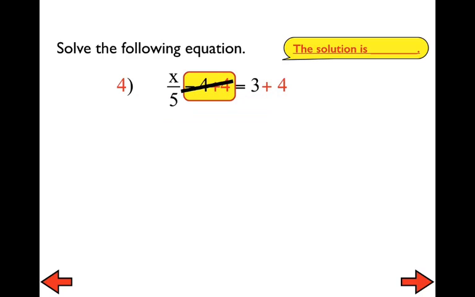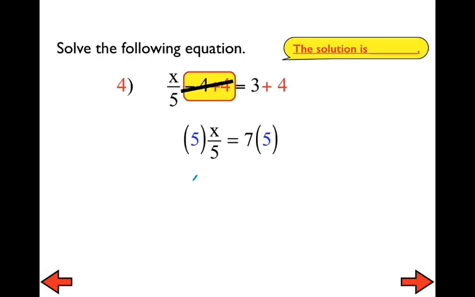And at that point, it leaves us on the left-hand side with x over 5, and on the right-hand side, 3 plus 4 is 7. Now it's a one-step equation where we have to either multiply or divide, and it all depends on what you see. X over 5 represents division, therefore we have to multiply both sides by 5.